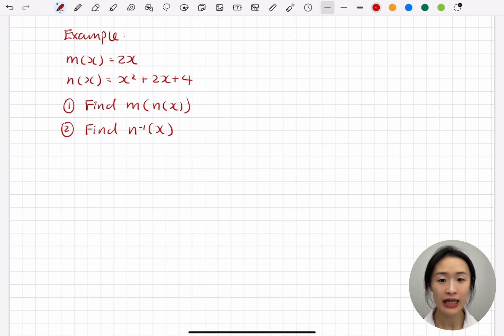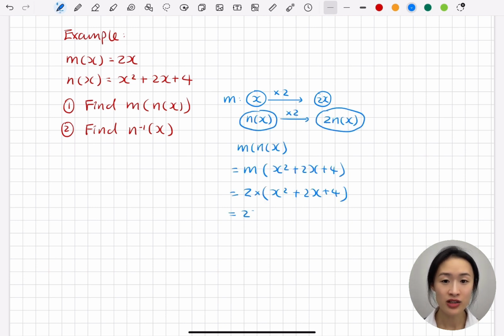That means putting n inside of m. Well, what m does is m times the input by 2. So if the input is n(x), what I need to do is to times n(x) by 2. And the answer should be 2x squared plus 4x plus 8.